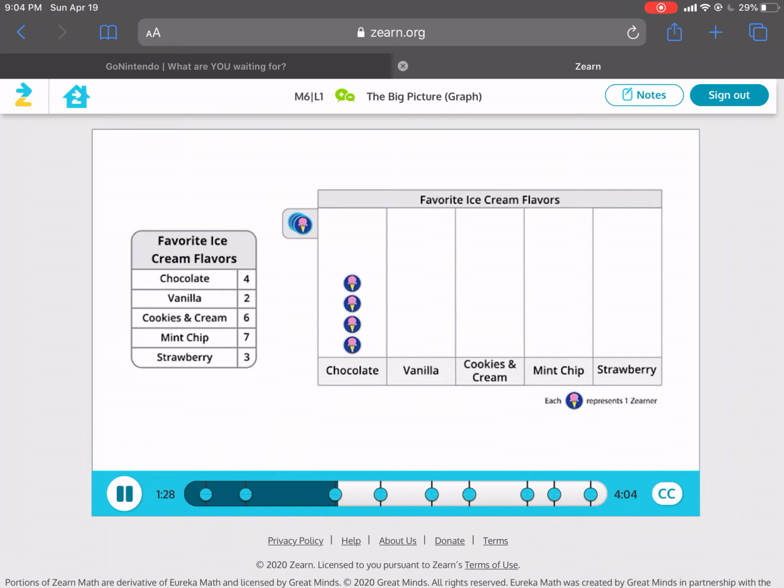Ethan, tell me about your graph. I used the data table to figure out how many ice cream cones to put in each column. 2 Zerners said vanilla was their favorite flavor, so I put 2 cones here. Then I put 6 cones in cookies and cream, 7 cones in mint chip, and 3 cones in strawberry. Very nice work. We can use our picture graph to answer questions about our data. Try it out.